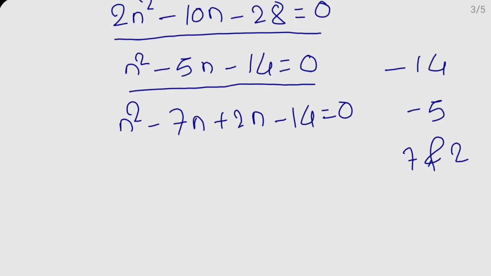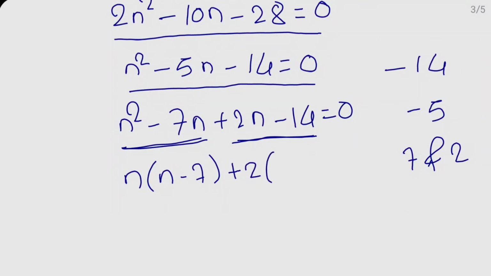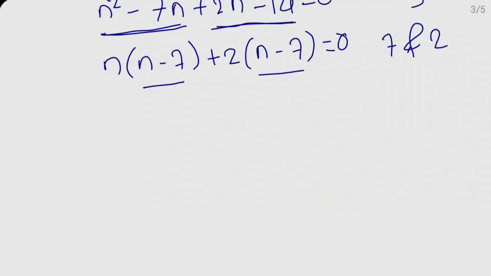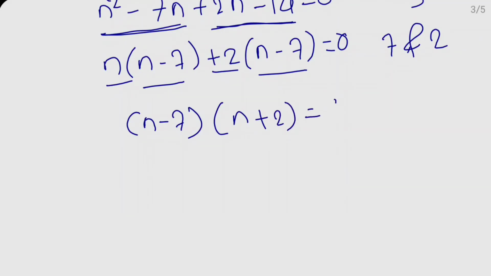Is it clear? And now in these two terms I will take common n. So remaining n minus 7. And here in these two terms I will take a common 2. So remaining n minus 7 and this equals 0 as it is. And now these two terms have a common factor, take outside n minus 7. So remaining term n plus 2 and this equals 0. So here n minus 7 equal to 0 or n plus 2 equal to 0.